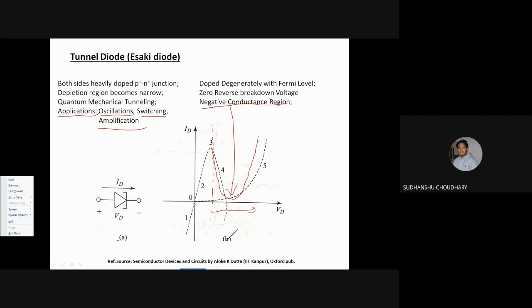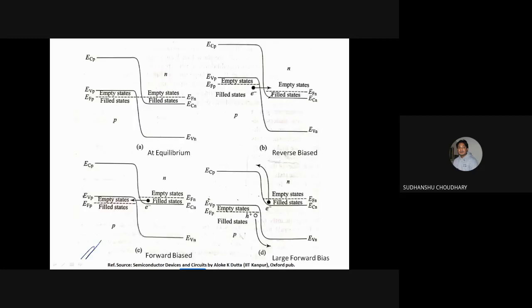Now let us try to understand all these regions in the tunnel diode, that is, these regions numbered 0, 1, 2, 3, 4, 5. Let us try to understand these regions in the IV characteristics of a tunnel diode by considering the energy band diagrams.